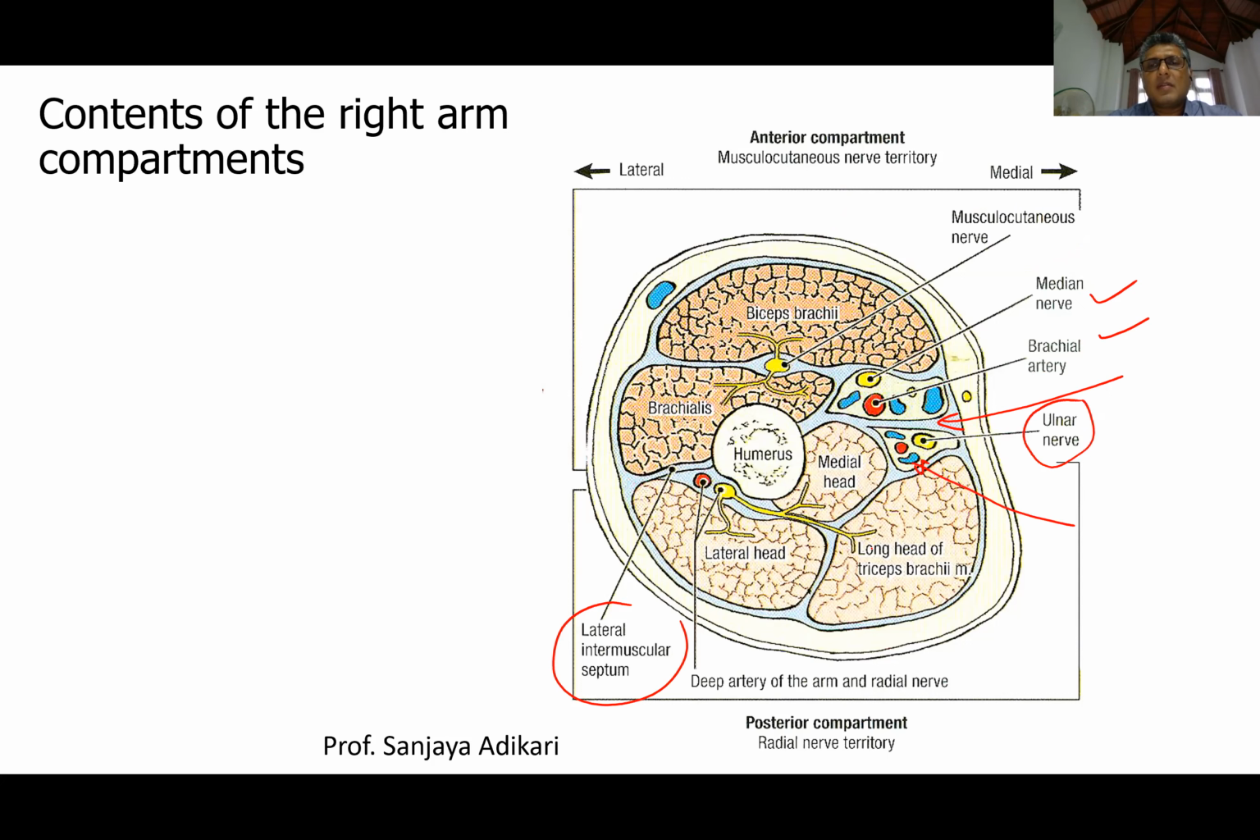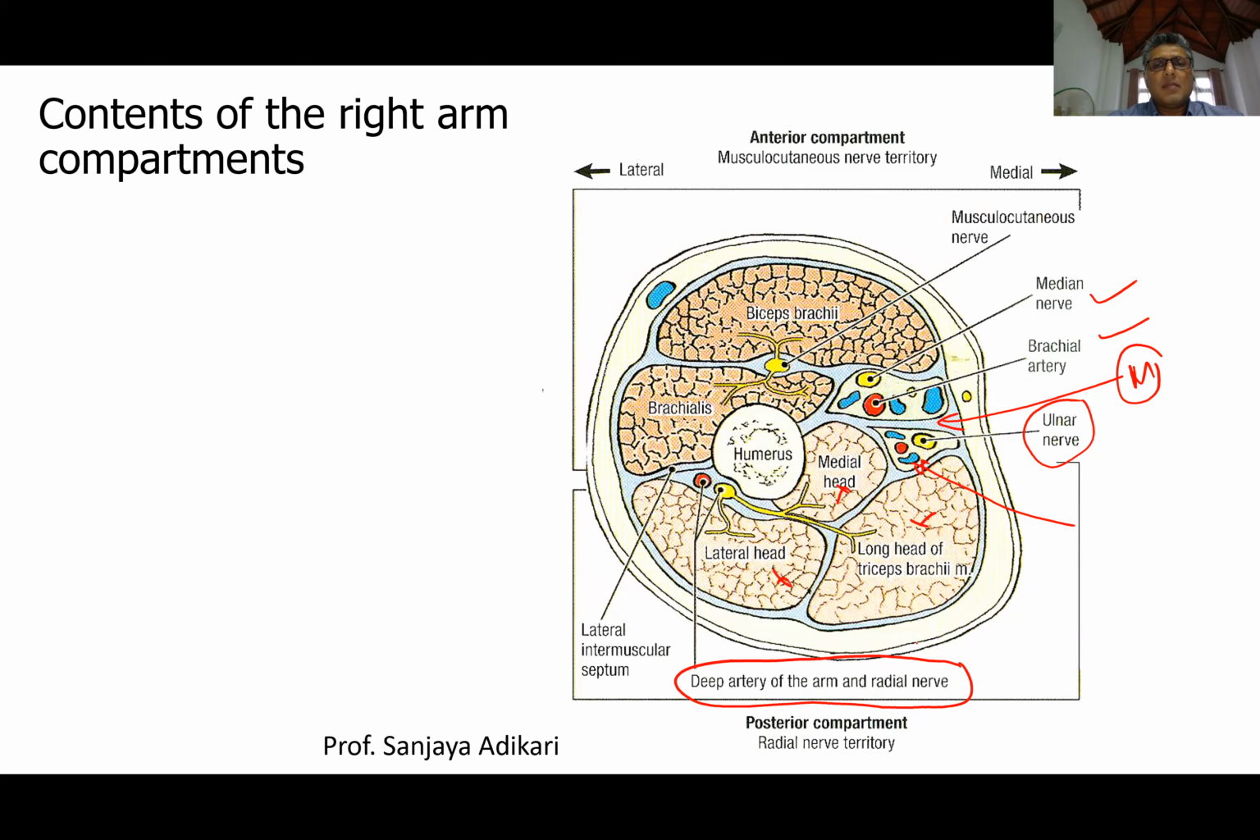So the ulnar nerve and the superior ulnar collateral artery initially lie in the anterior compartment, and then later they pierce the medial intermuscular septum and enter the posterior compartment. In the posterior compartment, other than the three heads of the triceps muscle, you have the profunda brachii artery, or the deep artery of the arm, and the radial nerve.